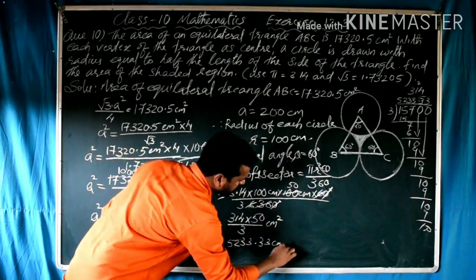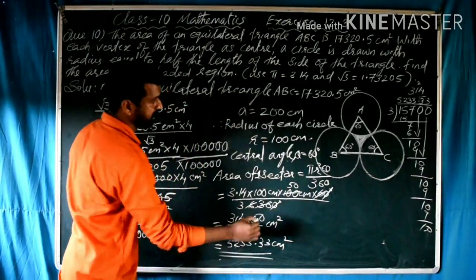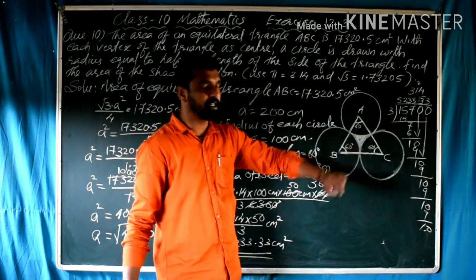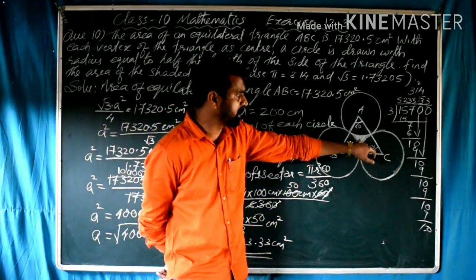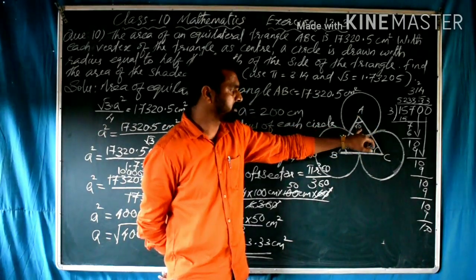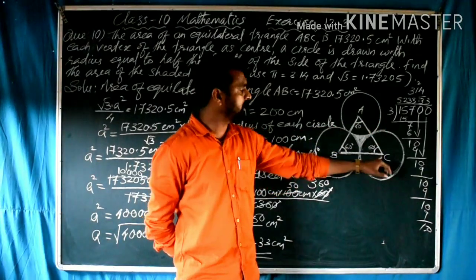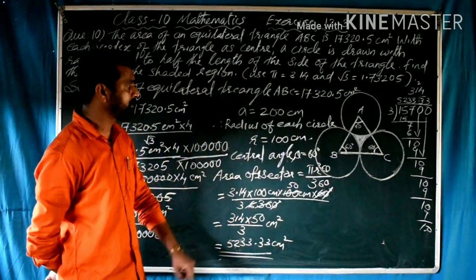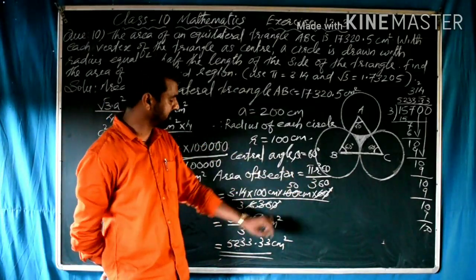5,233.33 centimeters square. Now that is the area of one sector. Here we have to get the area of 3 sectors. To find the area of this shaded region, we have to subtract the area of these 3 sectors from the area of the triangle ABC. So now we have to find the area of 3 sectors. Here we found the area of one sector only.